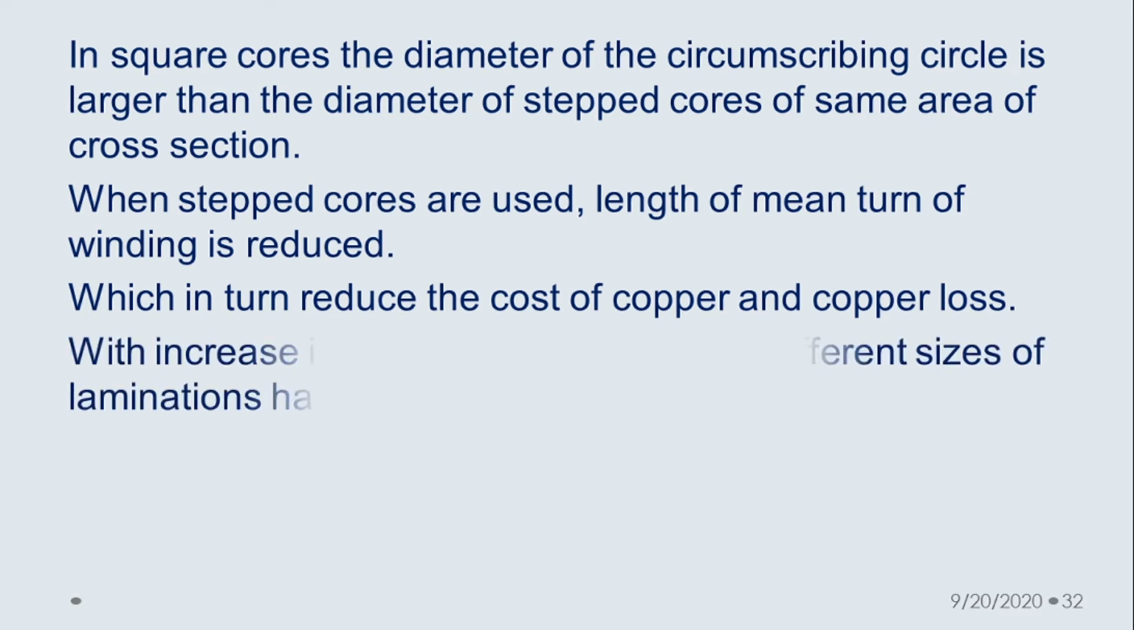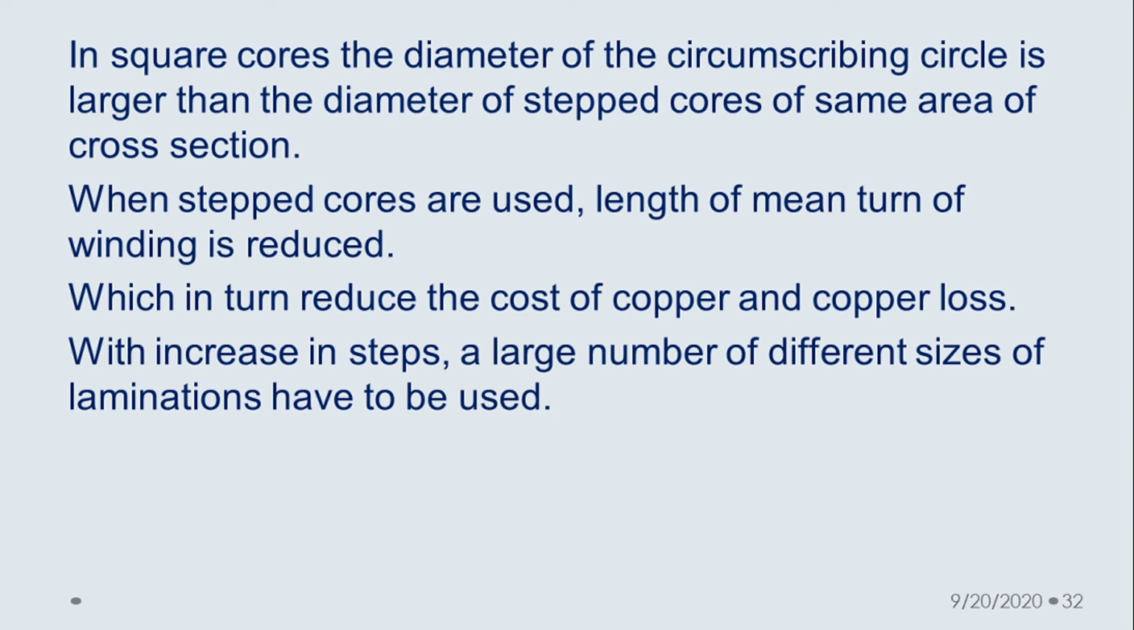In transformers, with an increase in steps, a large number of different sizes of laminations have to be used. So that is also one of the disadvantages. If you increase the steps, we need to provide a large number of different sizes of laminations, because cores are made up of laminations, correct? That is a negative point if you are choosing a stepped core.